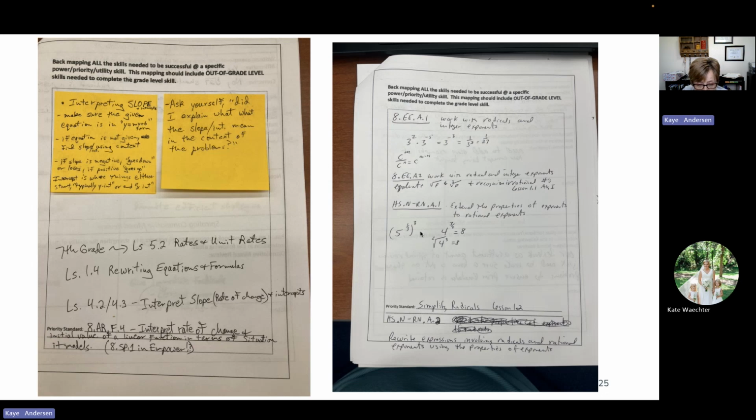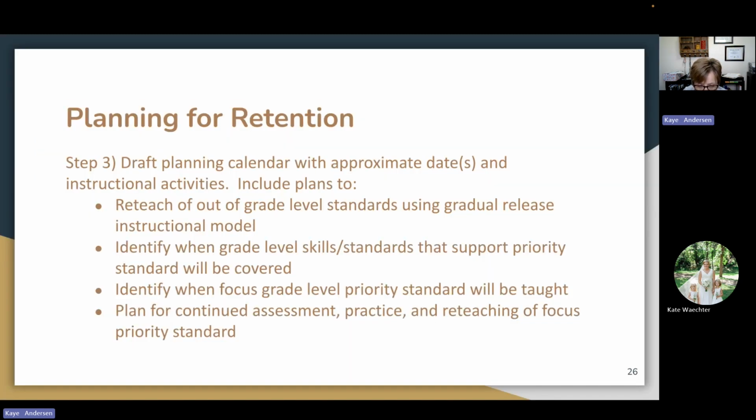Here, one of the high school standards goes all the way back to 8th grade. Here at the 8th grade standard, they've identified a couple 7th grade skills that a student needs to know and be able to do. That's what back mapping does. It tells us what are the prerequisite skills that support the skill that we're going to be teaching at a certain time in our year.